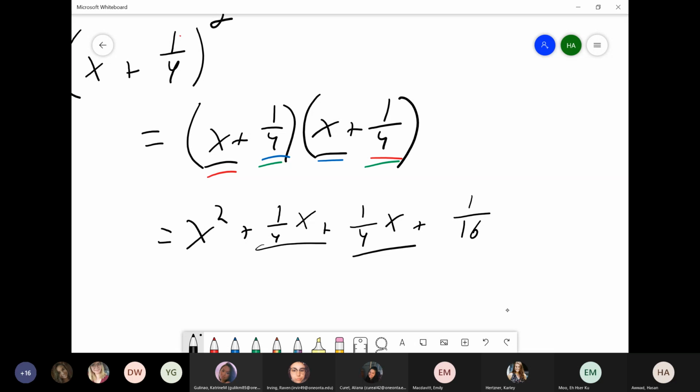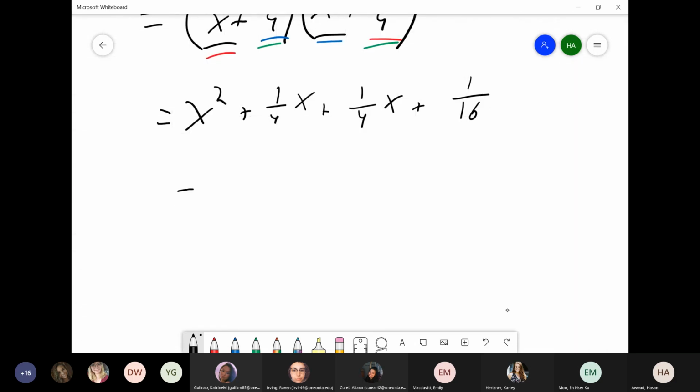And notice how we have these terms that we can go ahead and condense together. So when we condense them together, we get x² plus, and a couple people left it as 2/4 x. I'm not going to break your back over this. If you left it as 2/4 x, just try to remember for next time to reduce fractions. But our final answer should be x² + 1/2 x + 1/16.